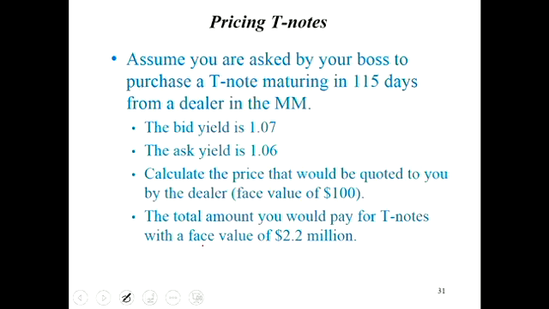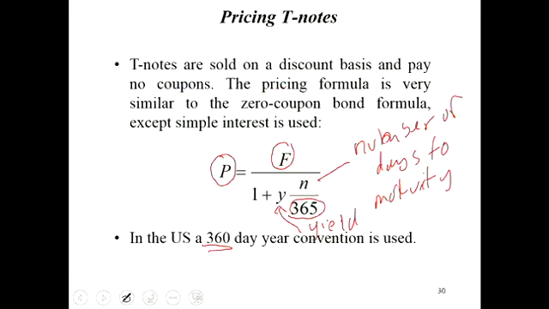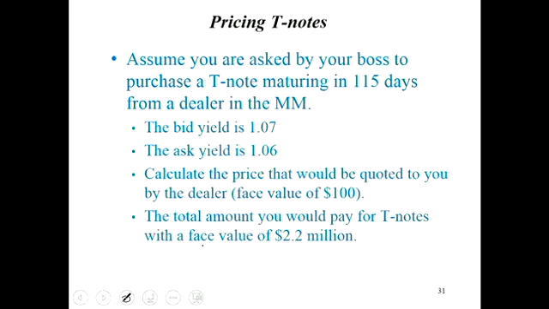So how are we going to work out what we're going to pay per $100 face value from this information we have here? There's the formula. Okay, so we'll put the formula up here. Price is equal to face value over 1 plus the yield times number of days to maturity over 365. Okay, so that's our formula. So what's the face value that we're going to use? 100, yeah.